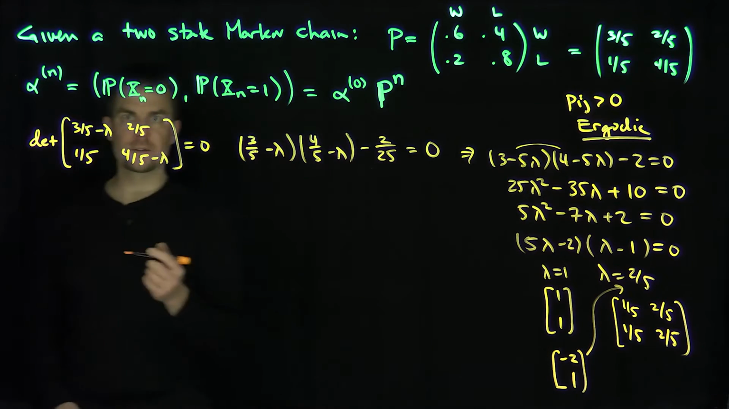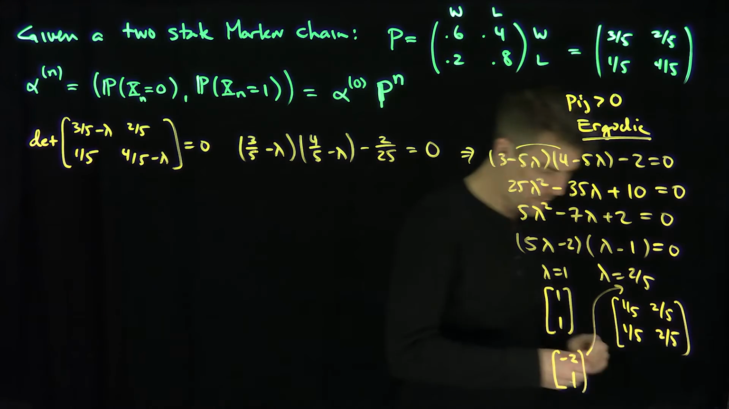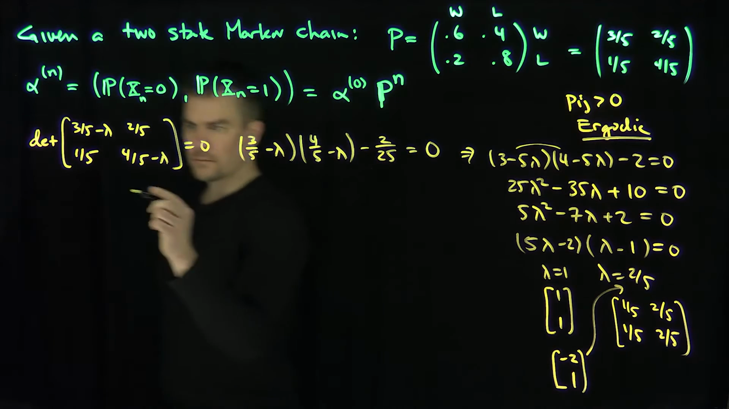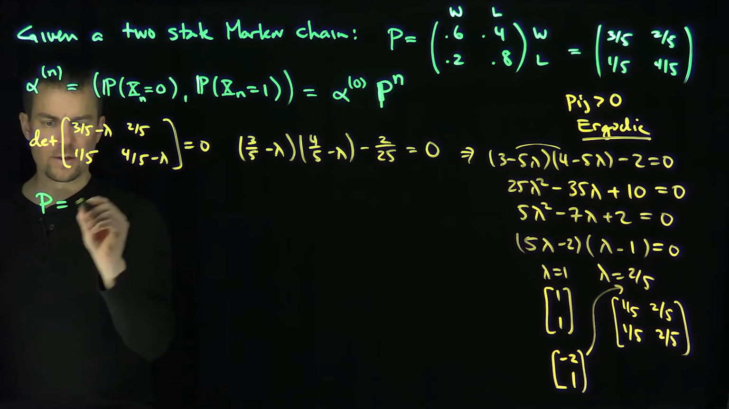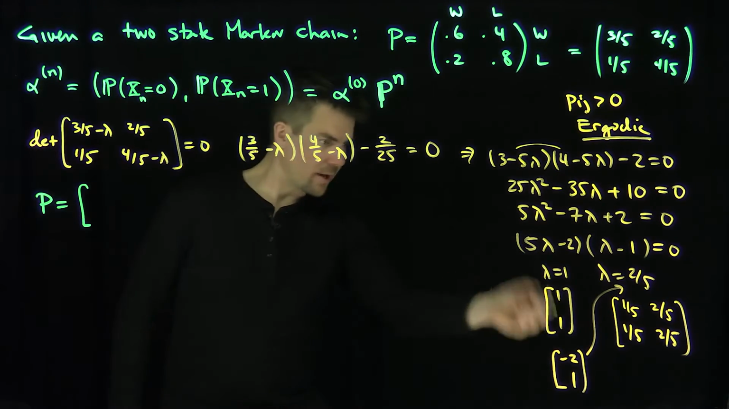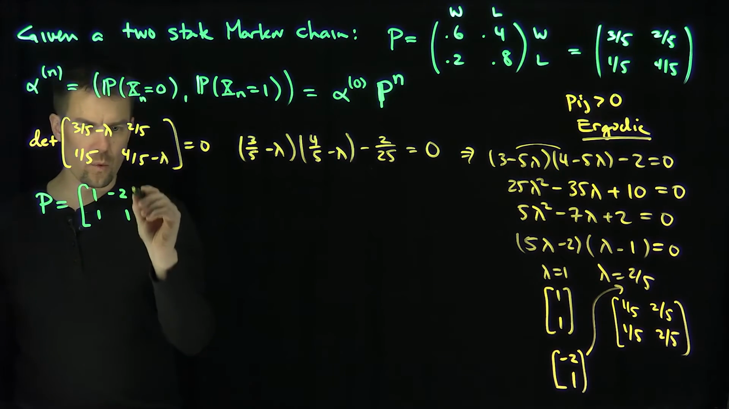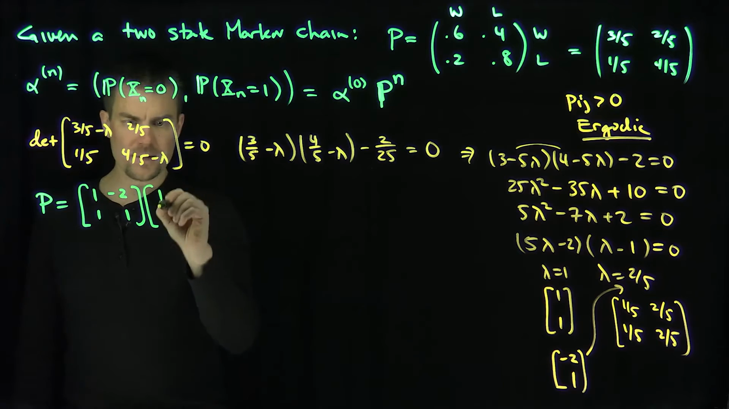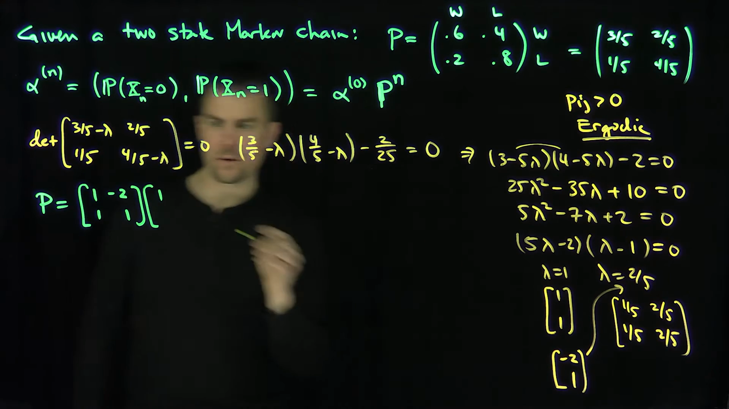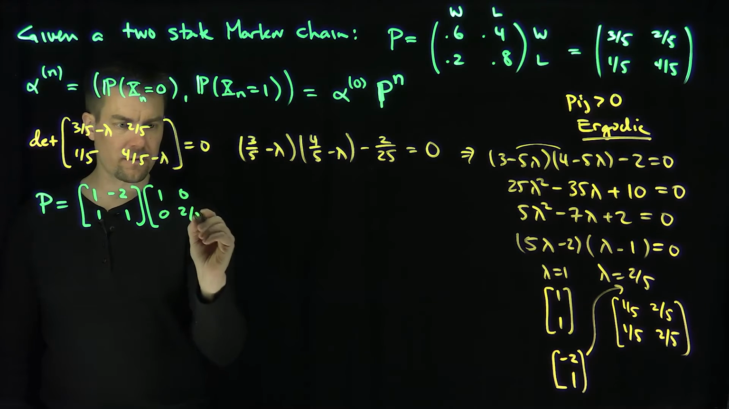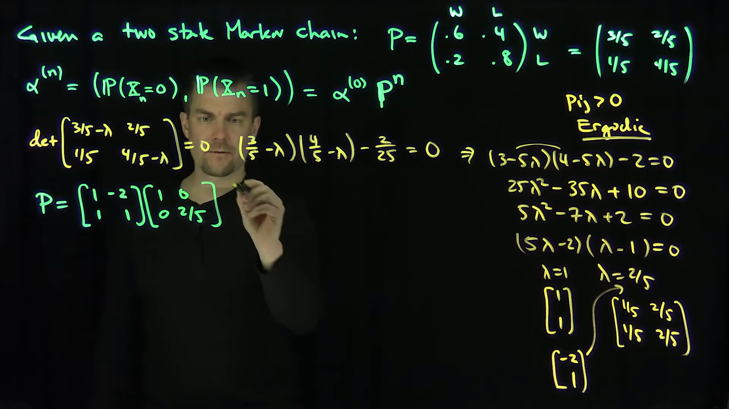So now let's form our diagonalization. What does our matrix look like? Our matrix P is really the eigenvector matrix. I'm going to do a 1, 1, then a negative 2 and a 1. Then I have a 1 up top over here, because that's my first eigenvalue, a 0, 0, 2/5. And I have to do the inverse of this matrix over here.